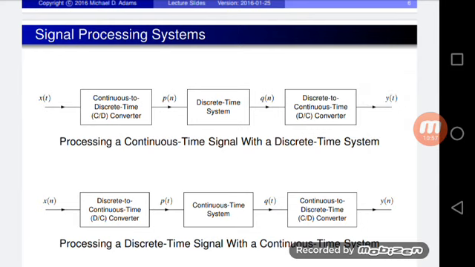Signal processing system. Any signal processing system is used to convert signals in various forms: serial to parallel, parallel to serial, analog to digital, digital to analog, continuous to discrete, discrete to continuous, discrete to quantized, quantized to discrete. These are the different conversion methods to improve the quality of the signals.